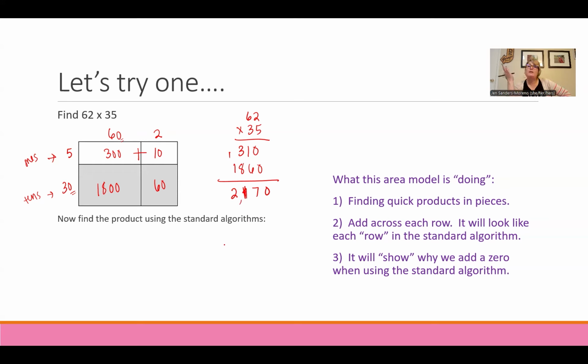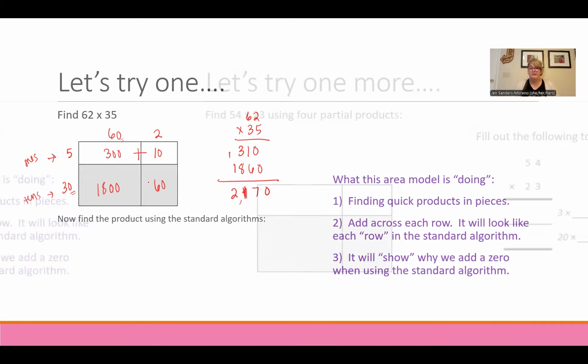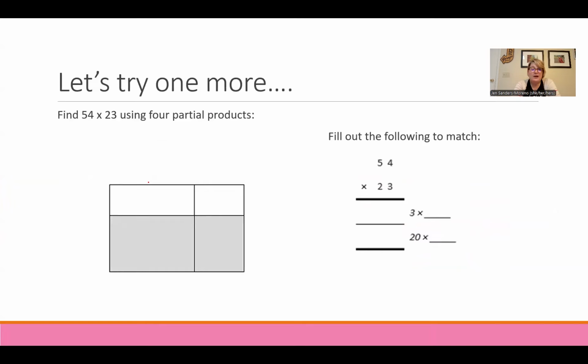Now down here it says find the product using the standard algorithm. I mean, sure, what I'm trying to show you is that we are still doing the standard algorithm. All we're doing is taking this 310 in two little parts and this 1,860 in two little parts. It really is not that much longer of time than what you normally do. Okay, one more. Let's go for it.